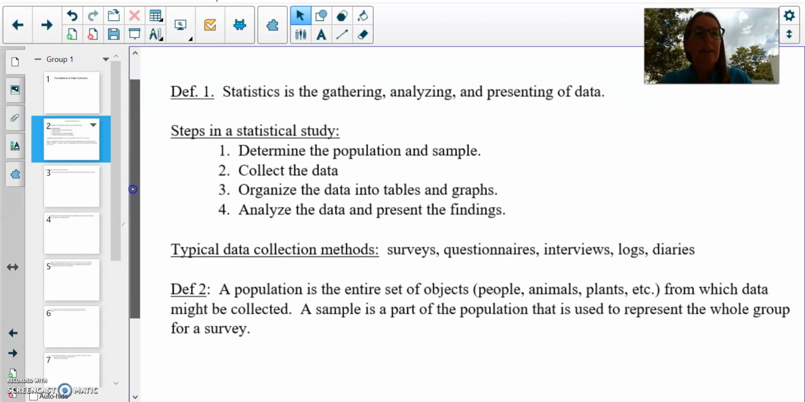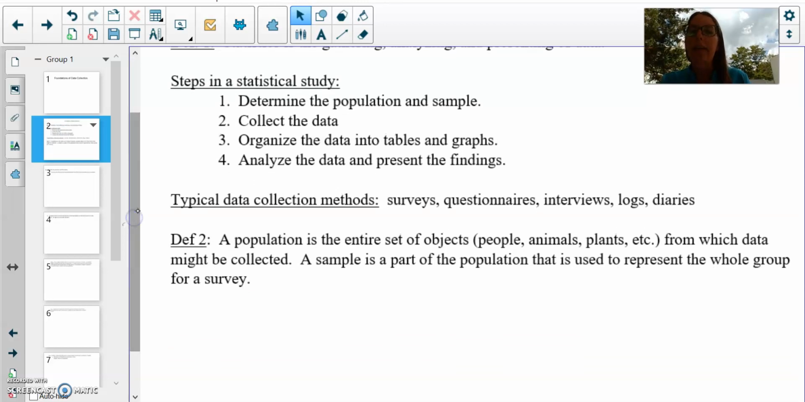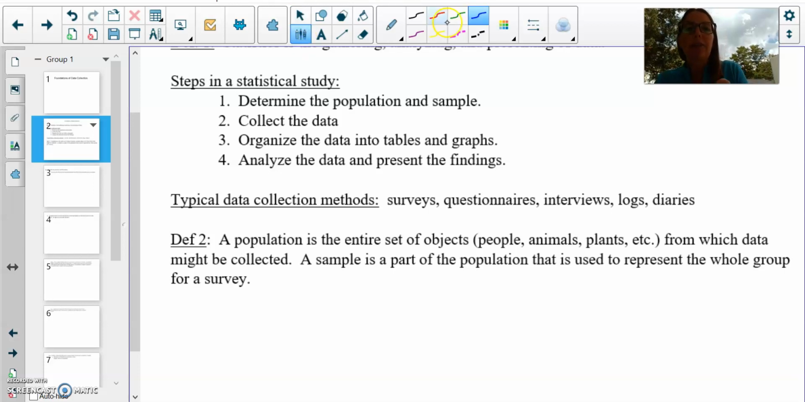In a statistical study, we have a population and a sample. The population is the entire set of objects, people, animals, plants, etc., from which the data might be collected. So the population is who or what you are studying. The sample is part of the population that you use to represent the entire group that you are surveying. So the sample is who or what you actually collect the data from.